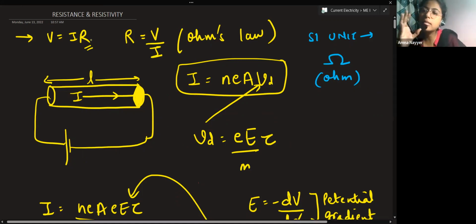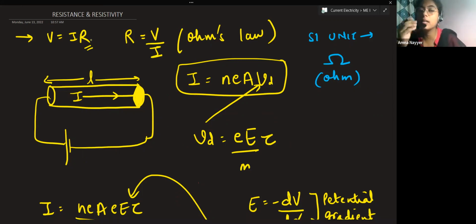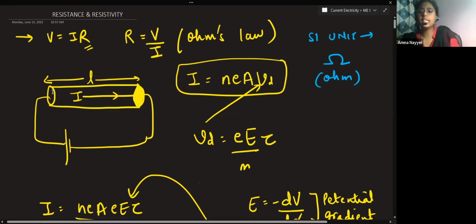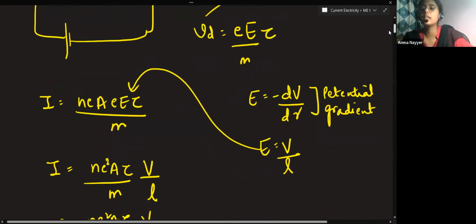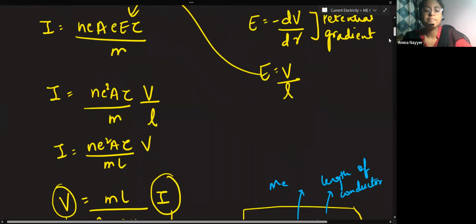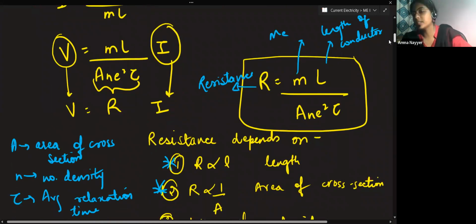That resistance, the term is given as resistance. Now, certain derivations we had already covered, so I'll send you the video lectures, or if you wish, I'll give you the backup of it. Now, the formula of resistance came out to be ML divided by ANE square tau.